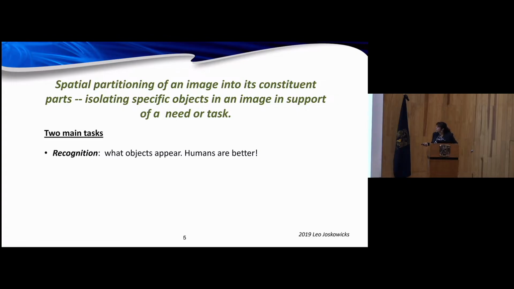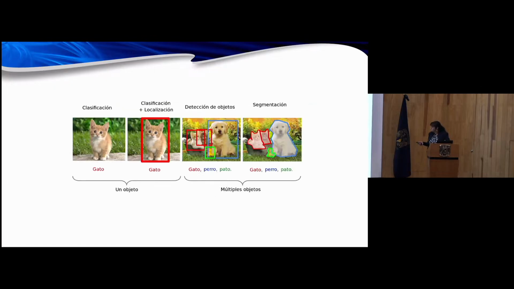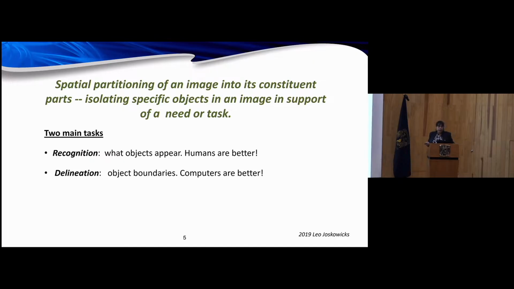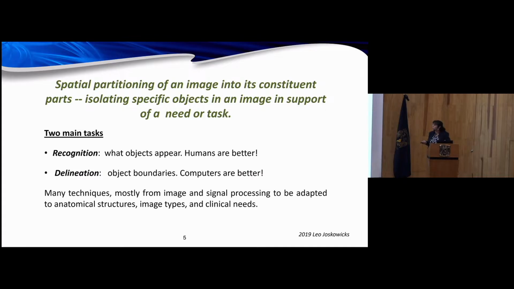There are two main tasks when I'm doing a segmentation. One is the recognition of the object. So I'm going to recognize the cat or the dog. Here, if you can see, there's a little dog here. Usually, normally humans are better for recognizing what is in there, and a delineation, that's to get the object boundaries. For that, computers are proved to be better.